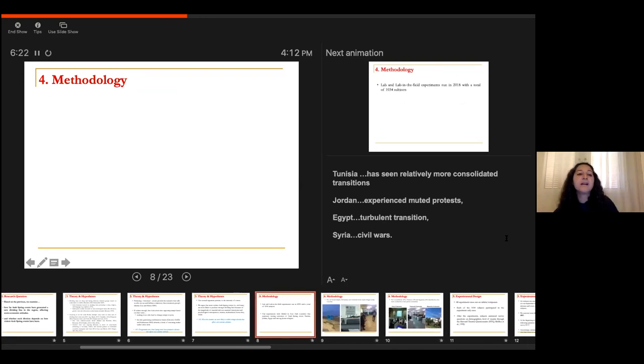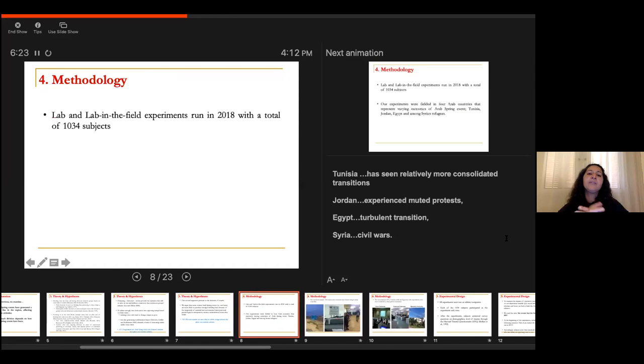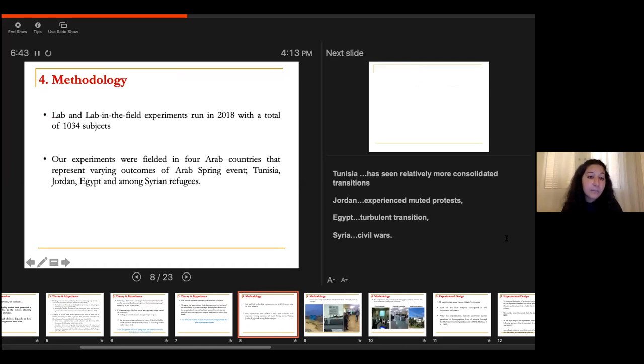So what is our methodology? The methodology that we relied on in order to test our two hypotheses is lab and lab-in-the-field experiments that were conducted in 2018 and 2020 with a total of 1,034 subjects. Our experiments were fielded in four Arab Spring countries that represent varying outcomes of the Arab Spring, ranging from Tunisia, where there has been a relatively more consolidated transition, to Jordan, where there were muted protests, to Egypt, where a turbulent transition happened, and then to Syria, where a civil war occurred following the Arab Spring.